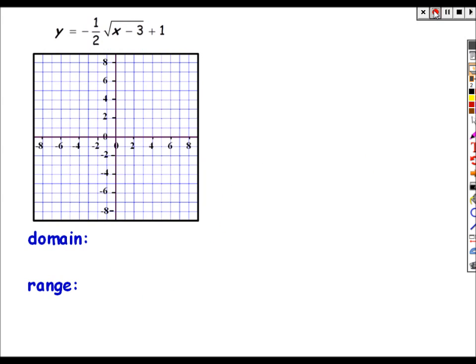So here's another one to try. If I'm looking at my parent function, I might be thinking, well, what does that minus 3 do? What does the plus 1 do? What does the negative do? And what does the 1/2 do? So maybe pause the video and think about this for a moment. That negative 3 should move things right 3.